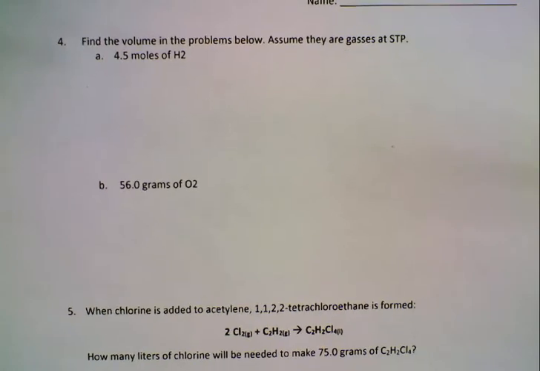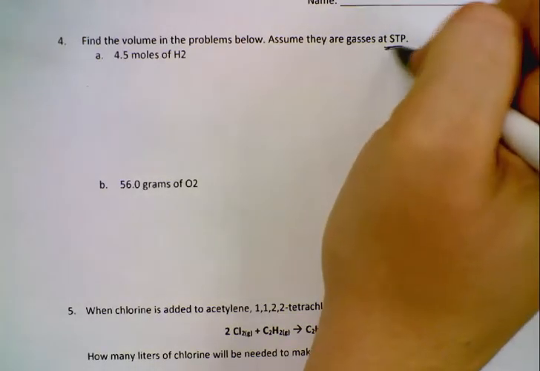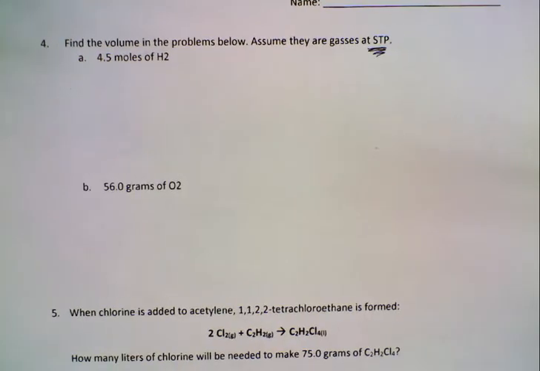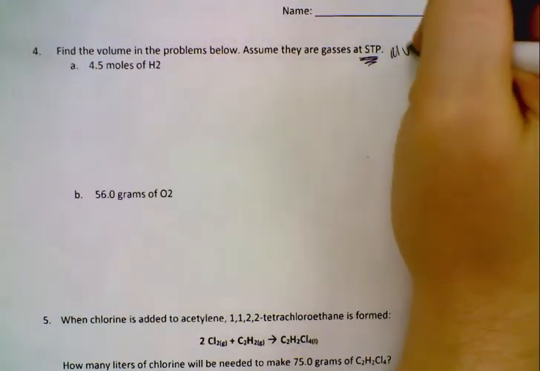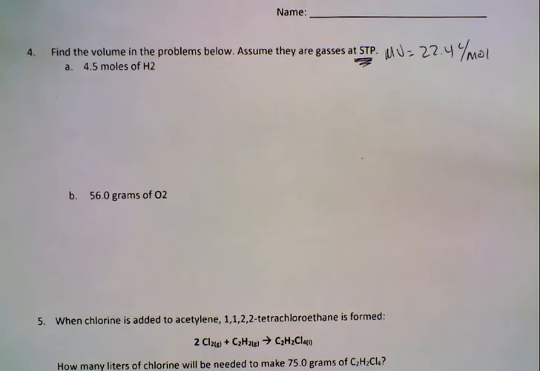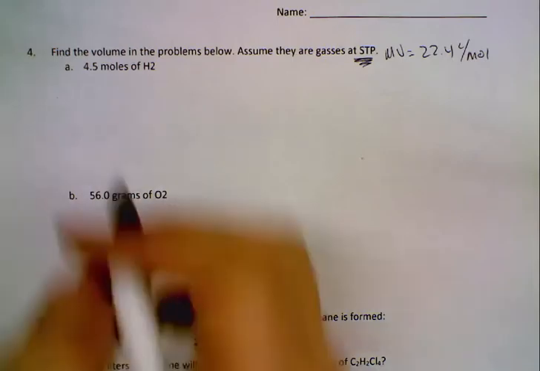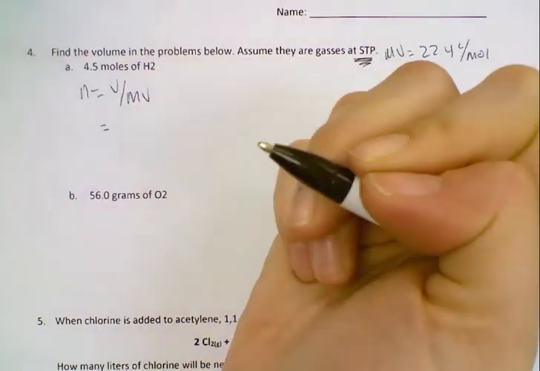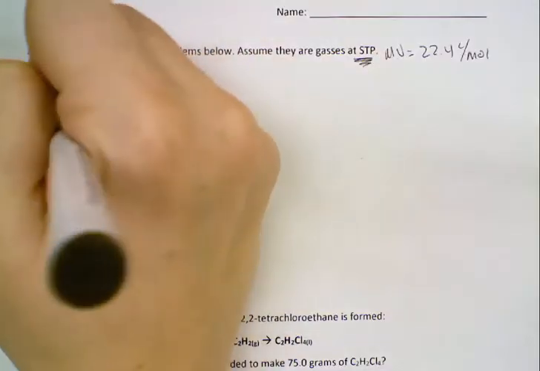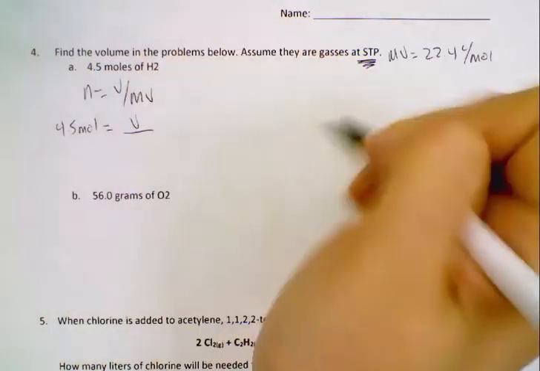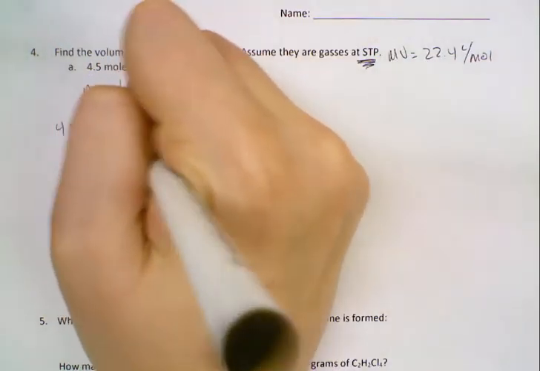On the back, an important piece of information given here is that it tells you that it's at STP. So we know we can use molar volumes here because the pressure and temperature stay constant. Okay. So here we know moles is volume over molar volume. Okay. We know how many moles we have. We have 4.5. We don't know the volume, but we do know the molar volume.